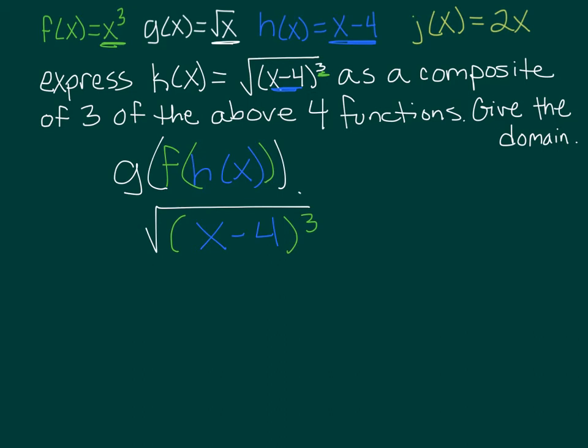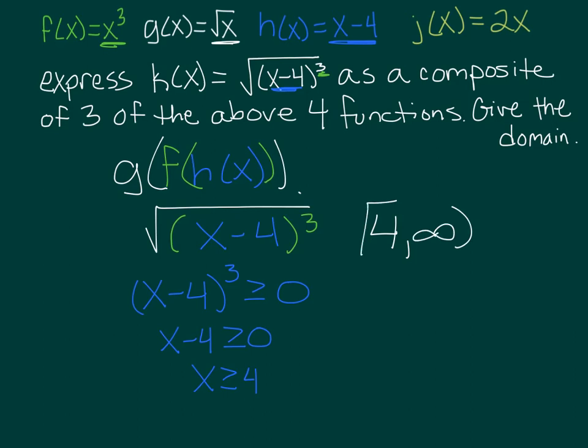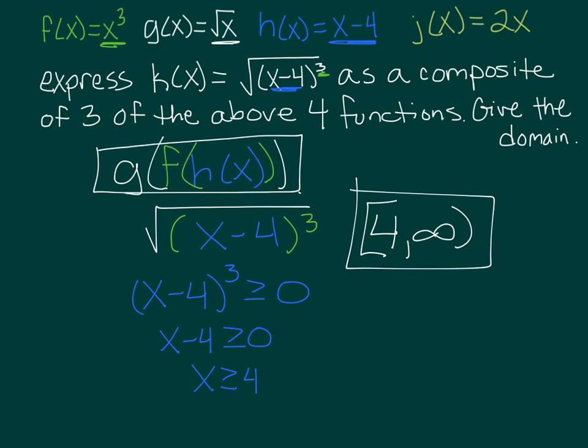We also need to give the domain. We can't take the square root of negative numbers, so what's underneath, x minus 4 all cubed, has to be greater than or equal to 0. Well, that means x minus 4 has to be greater than or equal to 0. Because if I took the cube root of 0, I'd get 0. So that means that x has to be greater than or equal to 4. So the domain for this is going to be 4 to infinity, including the 4. So it's g of f of h of x, and the domain is 4 to infinity.